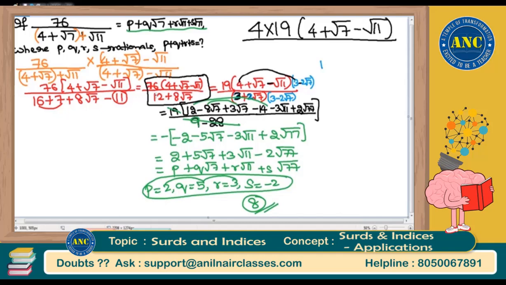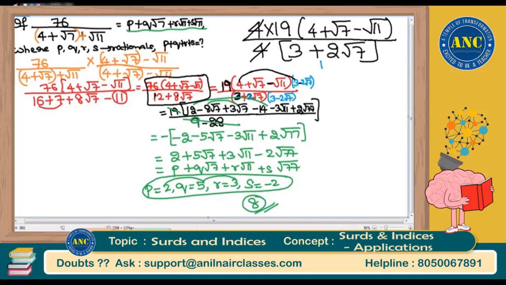Divided by 12 and 8. I will take 4 as a common factor, Anil. So it becomes 4 into 3, 4 into 2. So this is what I have. 4 will cancel out, and 19 into 4 plus root 7 minus root 11 is what I am left with. Correct only, right, sir? 76 into 4 root 7 minus root 11, I wrote it as 19 into 4 root 7 minus root 11 because I took the denominator's common factor, Anil Pandey.